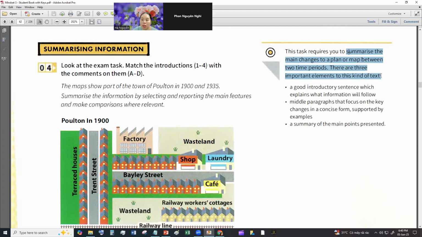And there are three important elements to this kind of text. In your writing, you need a good introductory sentence which explains what information will follow; the body paragraphs, or middle paragraphs, that focus on the key changes in a concise form supported by examples; and a summary of the main points presented. So the approach in this course book is introduction, body paragraphs, and conclusion. This is also an acceptable way to approach your writing test one.